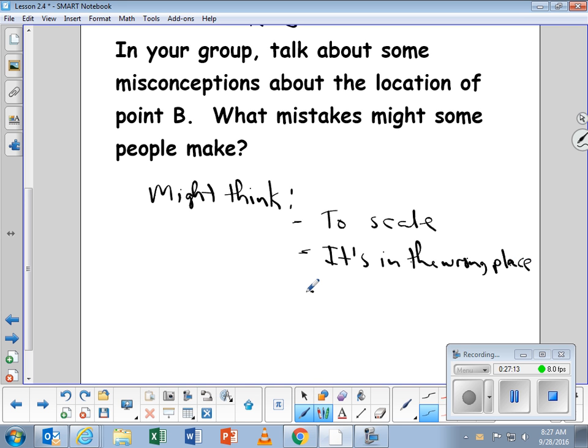Jacob? The line segments are the same because point B is right in the middle. B is in the middle. Segments are the same. Okay? Any others? Some of you had more things written down. You had exactly these.